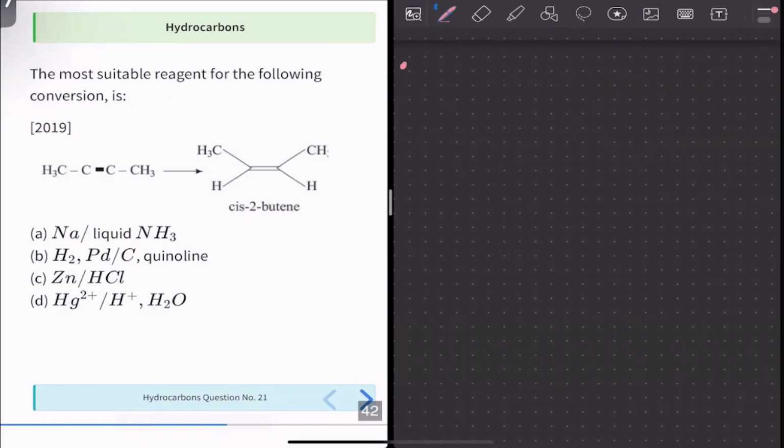Question number 21. The most suitable reagent for the following conversion is... So, one alkyne is converted into cis-2-butene. Which alkyne? 2-butyne. 2-butyne is converted into cis-2-butene. Let's see the options one by one. Let's react 2-butyne, CH3, C, C, CH3.